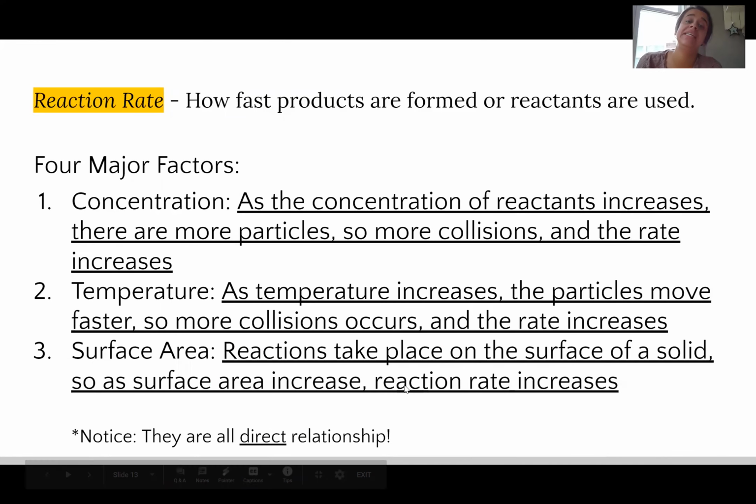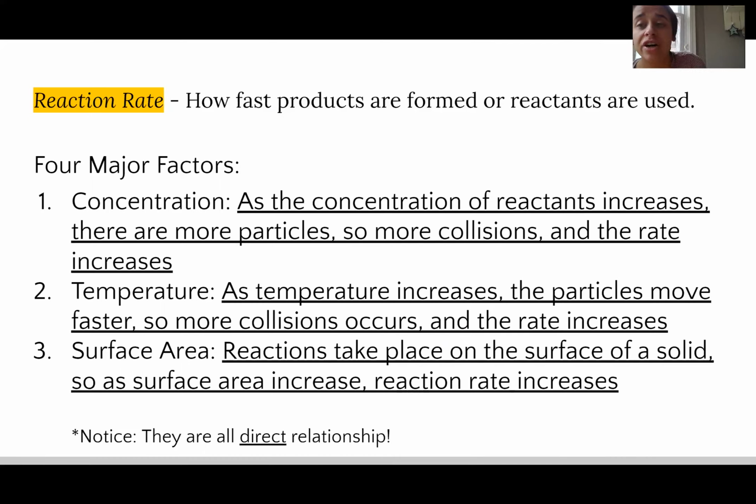Okay, finally, we're going to see how fast products are formed or reactants are used by measuring the reaction rate. That's the definition of a reaction rate: how fast products are formed or reactants are used. There are 4 major factors that affect our reaction rate. First is concentration, and this should make sense because concentration is the amount of reactants we have. As the concentration of reactants goes up, there are more particles to collide with one another. So there are going to be more collisions just based on statistics, and this causes our rate to increase.